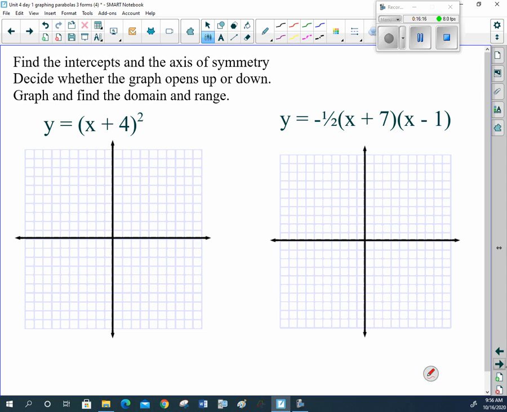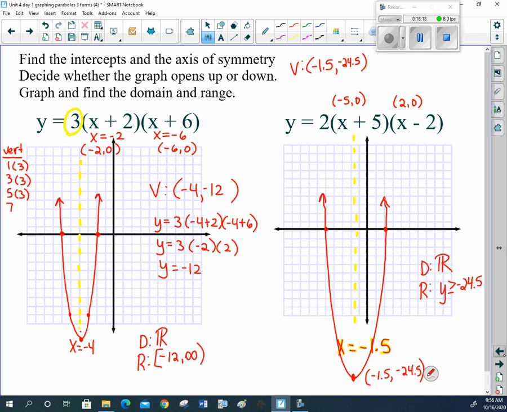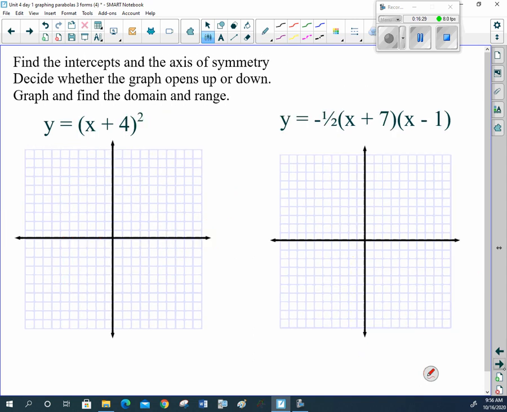I might point out that every time, if you noticed, every time I wrote axis of symmetry, I wrote it as an equation. Over here, on the left, x equals negative 4. On the right, x equals negative 1.5. Axis of symmetry is an equation. It's not a number, it's an equation. So you need to write it as an equation.